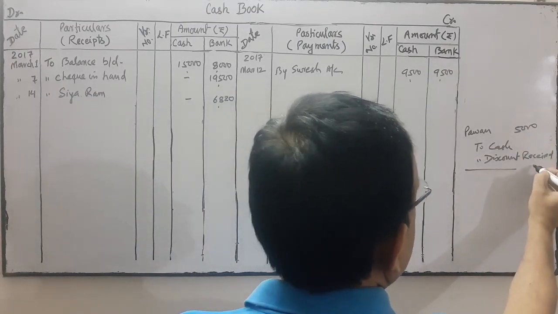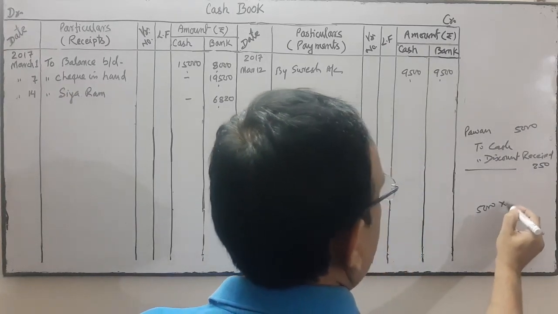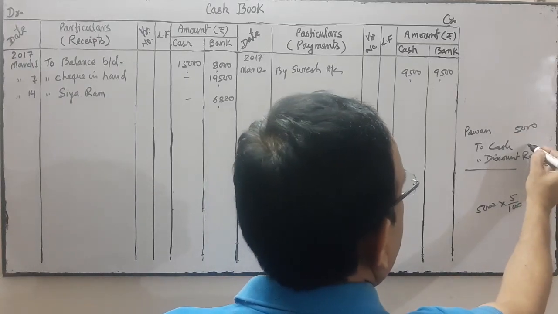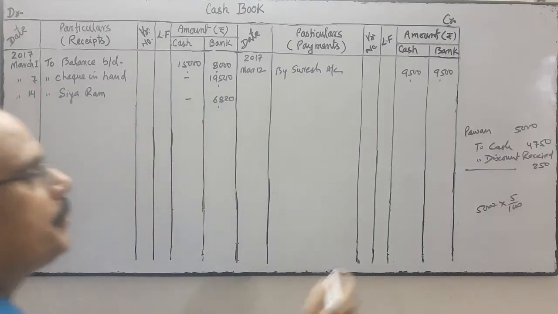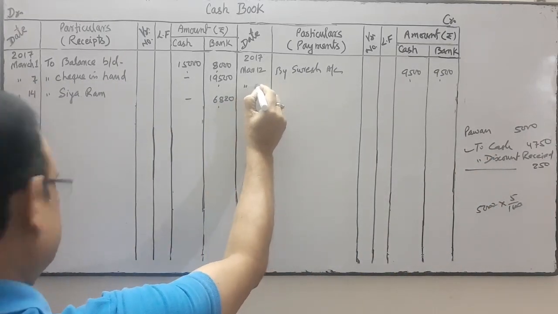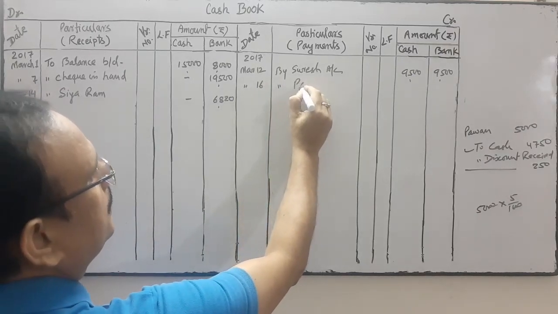5% of 5,000, it is 250. So it is 4,750. So this will be recorded by us. Okay, credit side, date is 16, by Pawan.